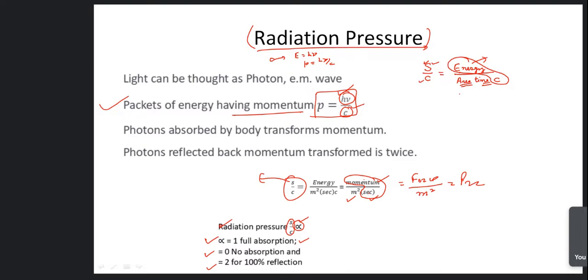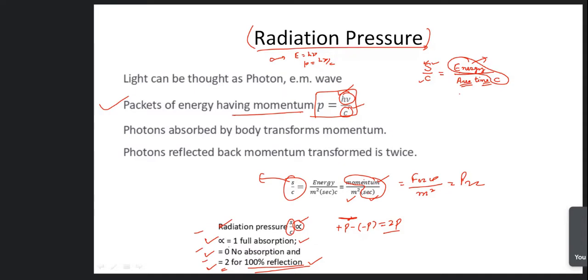And if alpha is 2, that means 100% reflection. The body is reflecting electromagnetic waves. Why alpha 2? Because then the transfer of momentum is twice. The change in momentum is 2p, and due to this, radiation pressure is twice of this S by C.